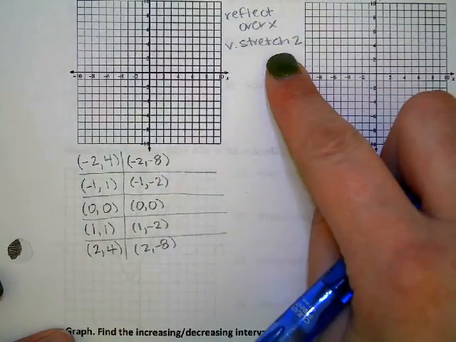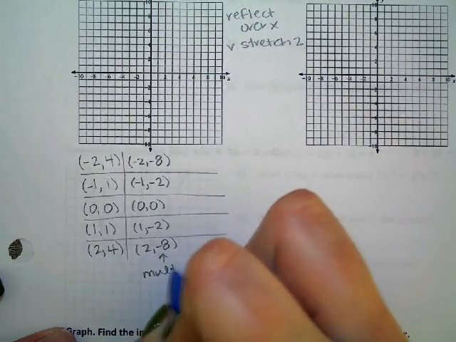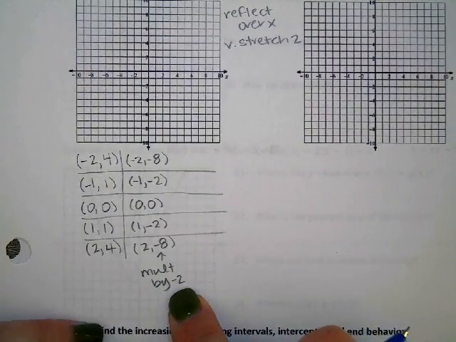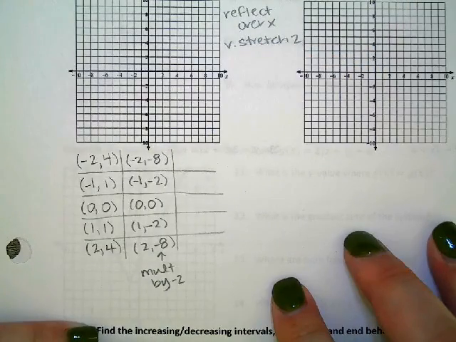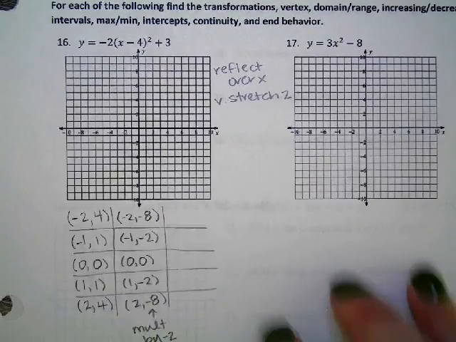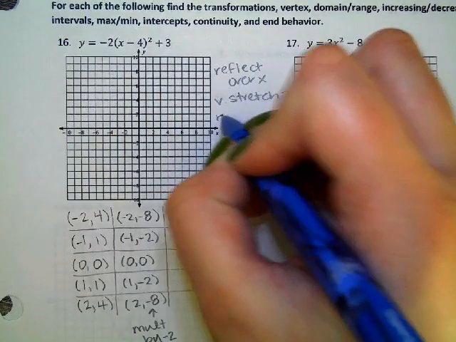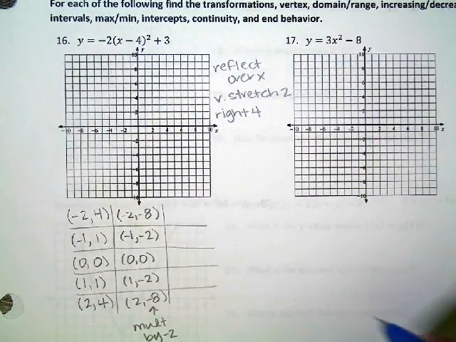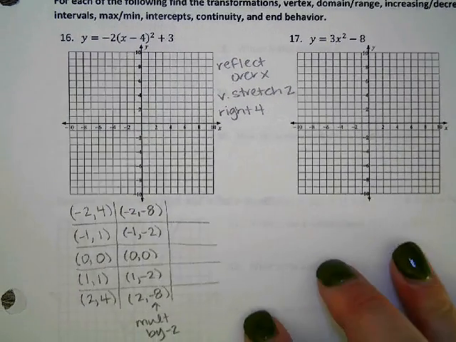So to do that first set of transformations, I would just take the Y coordinate and multiply by -2. So multiply by a negative for the reflection, multiply by a 2 for the vertical stretch. Okay. My next transformation that I can see is that the graph has shifted to the right 4. So now I'm going to take each of these points and I'm going to shift them to the right 4.